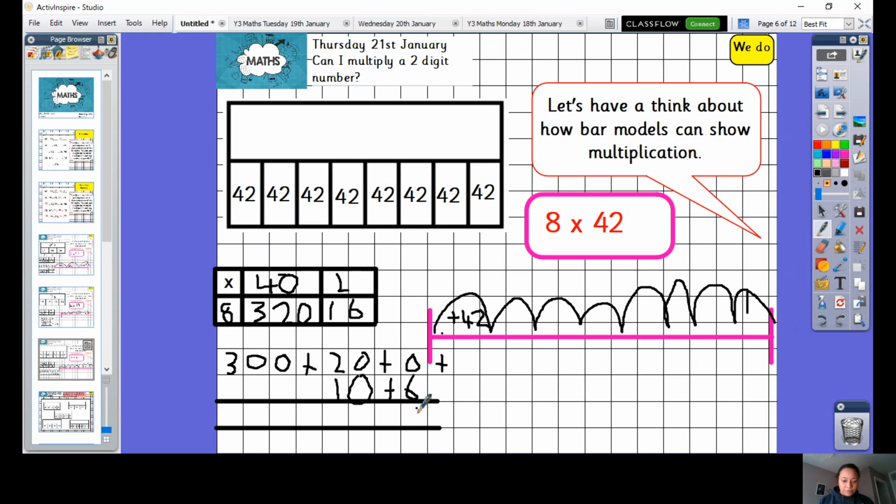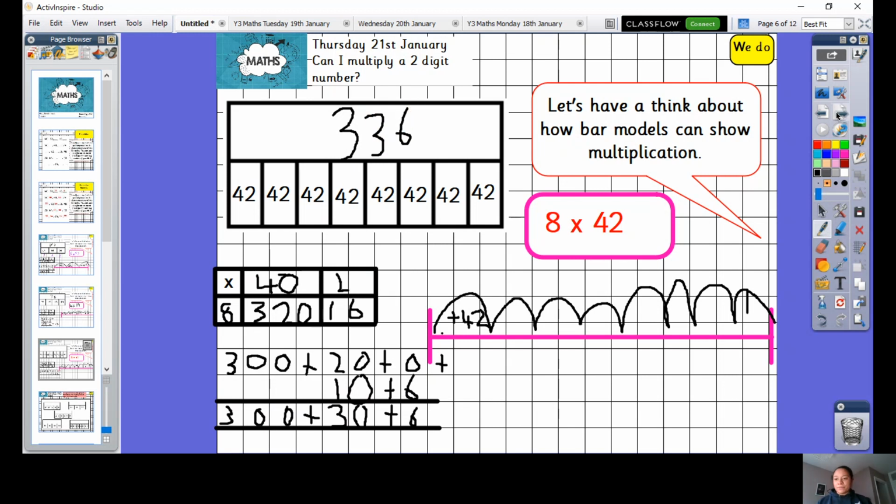Okay, so 0 plus 6 in our ones column, that's going to give me 6. 20 plus 10 is going to give me 30. And then there's no more hundreds and I don't need to do an exchange. So here I've got 300. Okay, so now I almost unpartition and my answer I will get is 336.